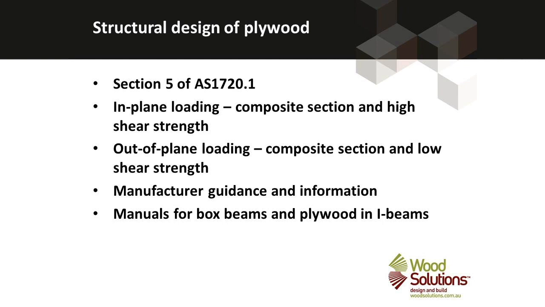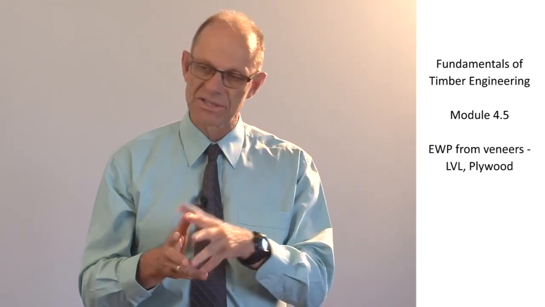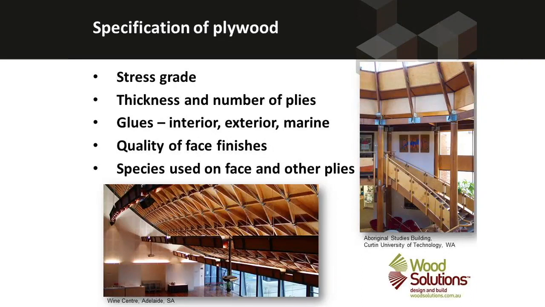AS 1720.1. In specifying plywood, it's important to specify the stress grade. So the stress grade relates to its structural properties. The thickness and number of plies will relate to the section property that can be achieved by each sheet of plywood. The glues are important as well. Is it interior, is it exterior, is it a marine grade plywood, and hence glue that is required. Quality of the face finish relates to whether it's got a dual architectural and structural role. If it does have an architectural role, it is going to be a quality A finish. And the species used on the face and other plies may be important if it does have an architectural role.